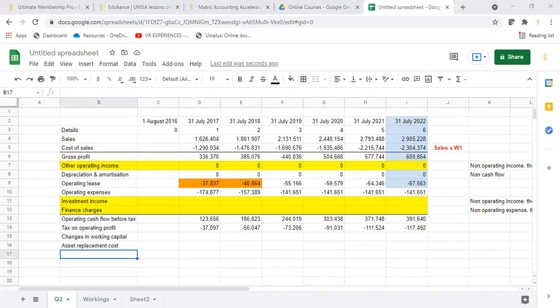Working capital from 2016 onwards is expected to grow in line with sales. So we need to have a look at what happened to sales, and then we can work out what happens to working capital. All we need to do is identify what happened to sales and what happened to working capital, and then these numbers will grow in line with sales. Just take note of that. I'm going to give you the full way of how to do this calculation, so I'm going to go to working two.